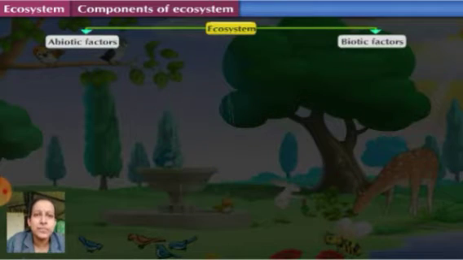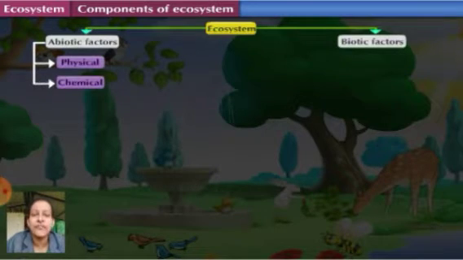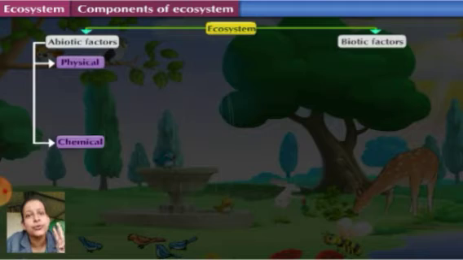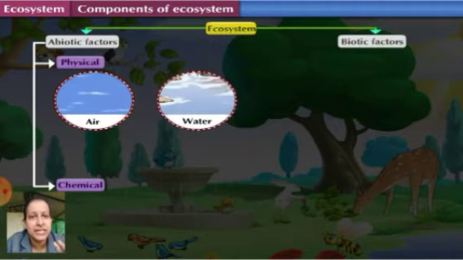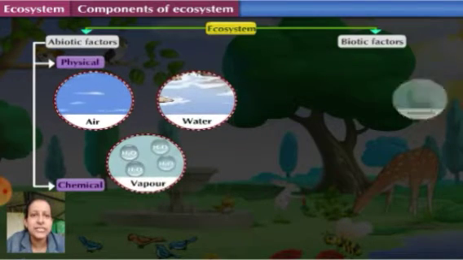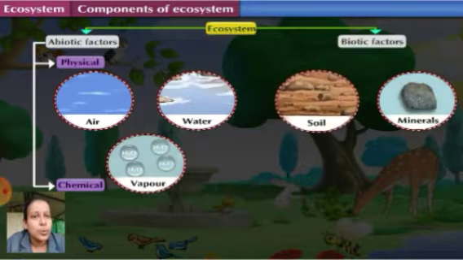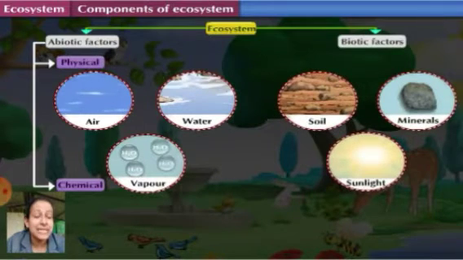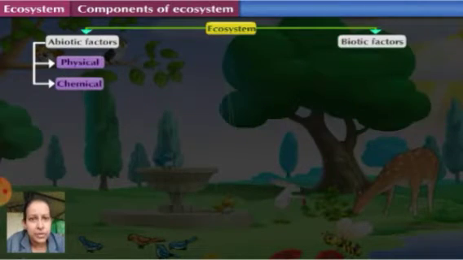So the ecosystem is broadly classified into two, that is abiotic factors and biotic factors. Again, abiotic factors are broadly classified into two different factors, that is physical and chemical. Physical factors are such as air, water vapor, soil, minerals, sunlight. All these are examples of the physical components of the ecosystem.